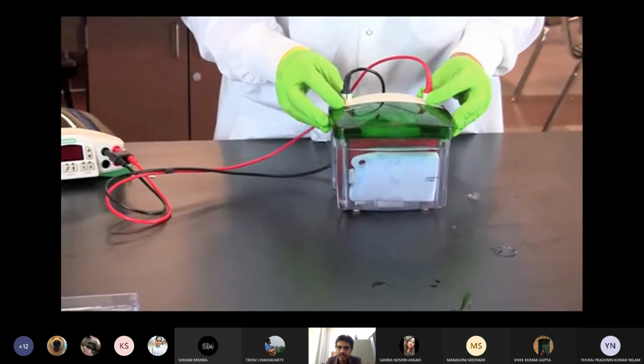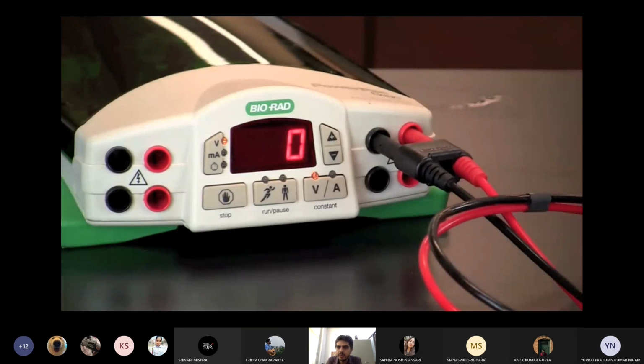Place the lid on the chamber. So negative will be negative, and positive to the positive. Connect the electrical leads to the power supply. This is the same as electrophoresis, making sure the connections are correct: red to red and black to black. This is also the same in transfer.